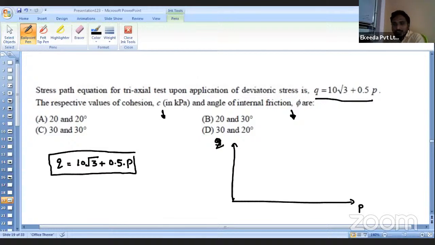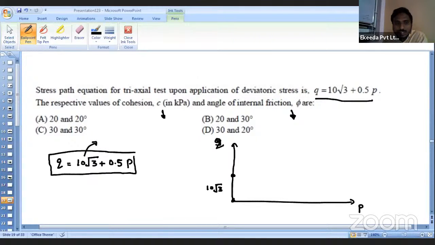Suppose let us say that if your P is equal to 0, what is the Q value? That is nothing but 10 root 3. That means at the origin, it is having a Q value of 10 root 3. And how the curve is varying, and P and Q, how they are varying, see this equation.